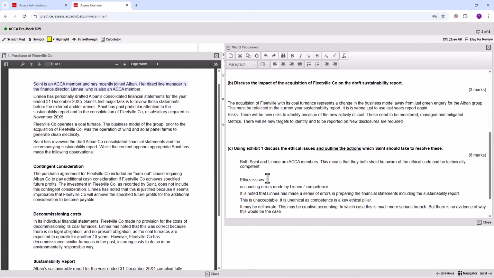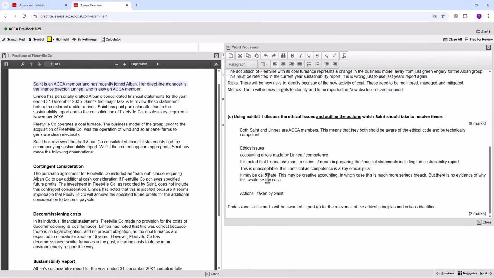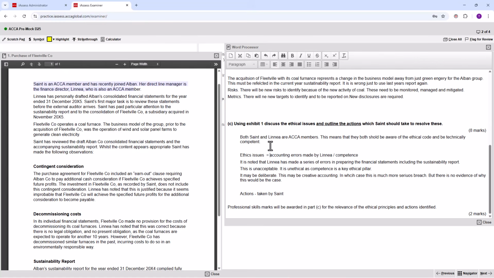So that is the ethical issue to my mind. The ethical issue is that Linnea is not very good at her job. That she's made mistake after mistake after mistake. Mistake on the investment, mistake on the provision, and mistake on the sustainability report.